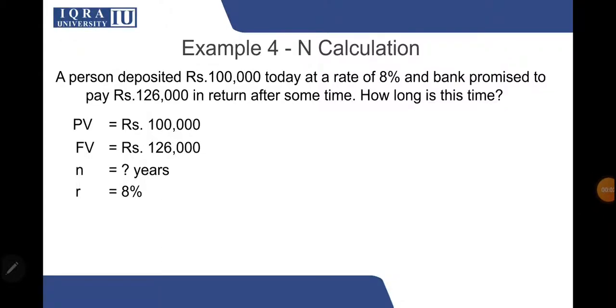So now that we have done the rate calculation, we're going to look at the calculation for number of years. We have the same question. A person deposited 100,000 today at a rate of 8% and the bank promised to pay 126,000 in return after some time. How long is this time?